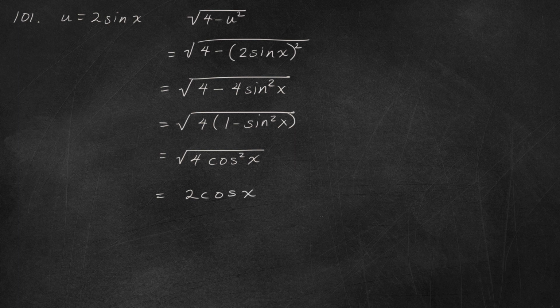Now technically, our original expression, square root of 4 minus u squared, must be greater than or equal to 0. That radical symbol is only going to produce an answer that is greater than or equal to 0. So we probably should say 2 times the absolute value of cosine x. And our final problem, number 102, substitute u equals 3 tan theta into the radical square root 9 plus u squared.